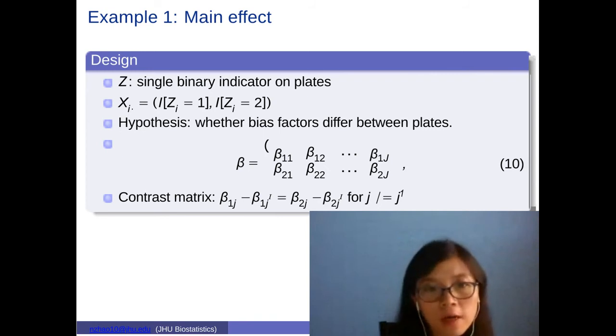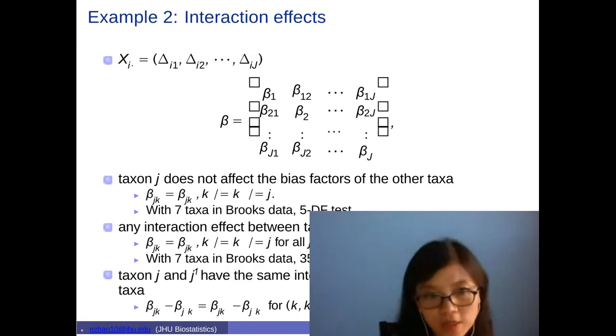Another example, suppose we have 2 plates as before. If we want to test whether the bias factors differ between the plates, which essentially says beta 1j minus beta 1j prime equals beta 2j minus beta 2j prime. So essentially the difference between the 2 rows in each of the columns is the same. This will be for the May effect model.